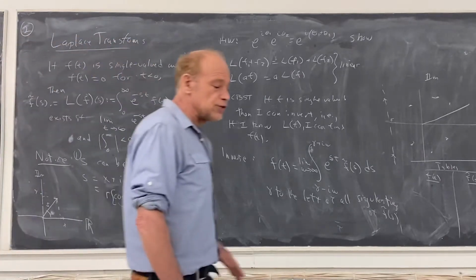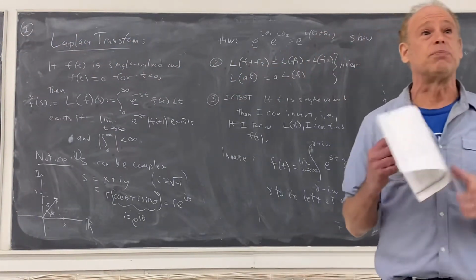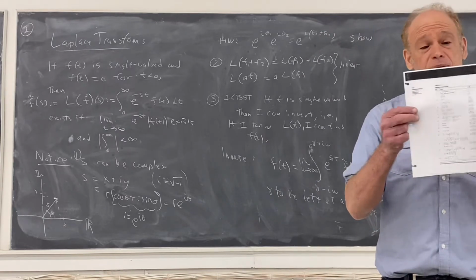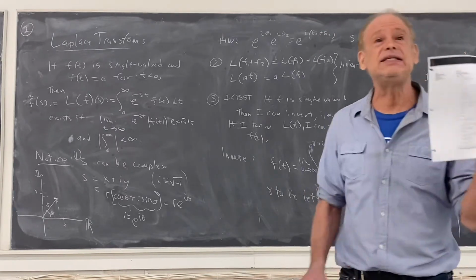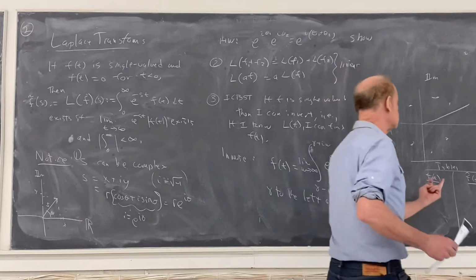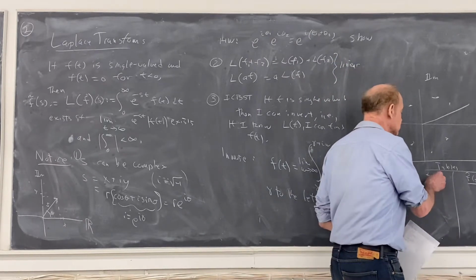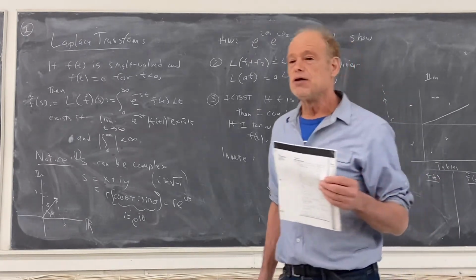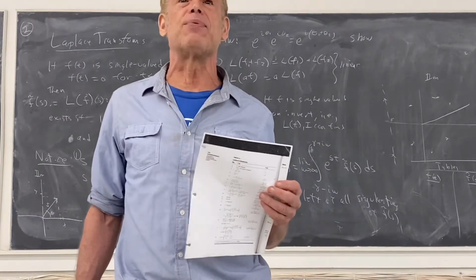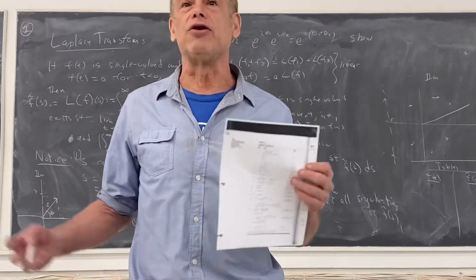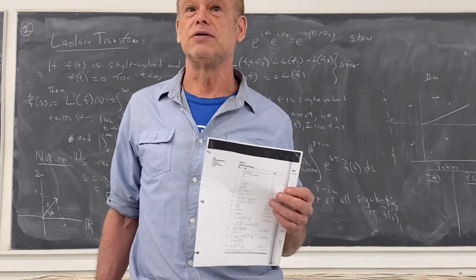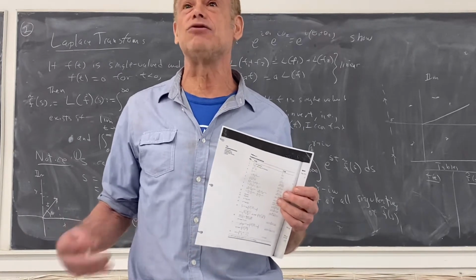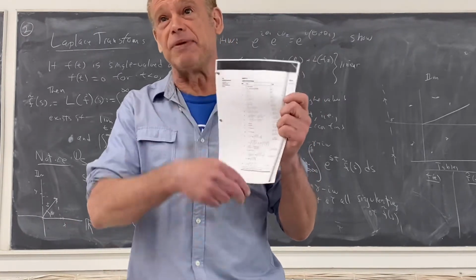The way we're going to do it is we're going to just use the table. Your textbook has a table that's one page that has 18 different pairs of f of t and f tilde of s. You can find other tables in more comprehensive books that may have 100 or 150 pairs. So depending on how complicated your system is, this may not be enough.